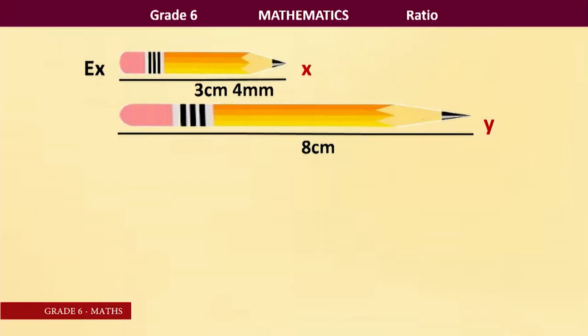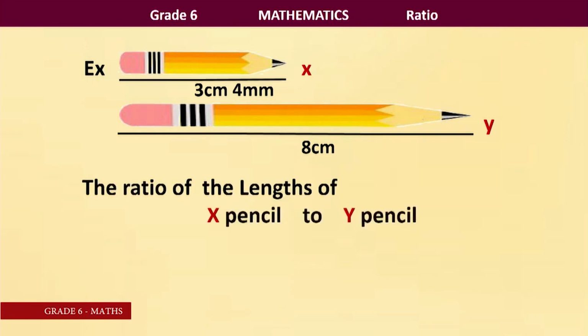Now let's write down the ratio. The ratio of the length of X pencil to Y pencil. First I gave X pencil, next it is Y pencil. So what are the lengths? Length of X pencil is 3 centimeter and 4 millimeter. Length of Y pencil is 8 centimeter.